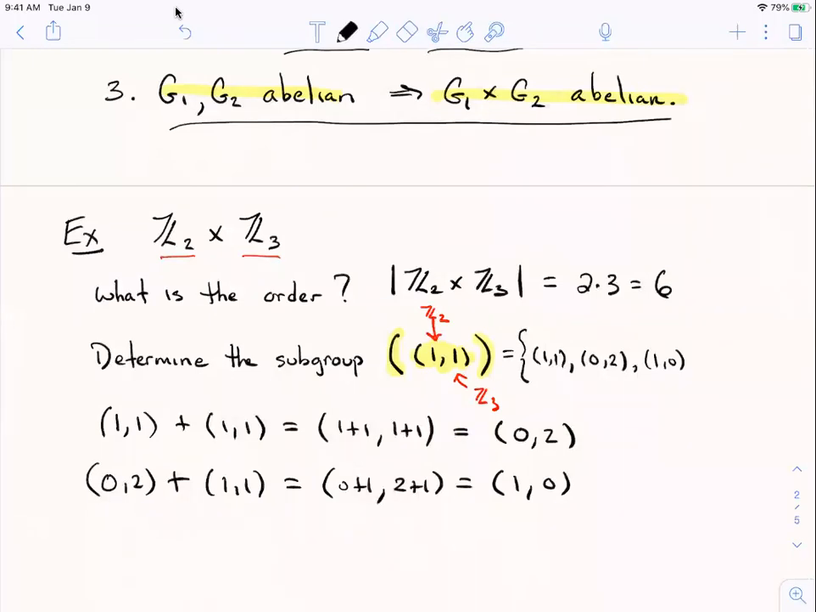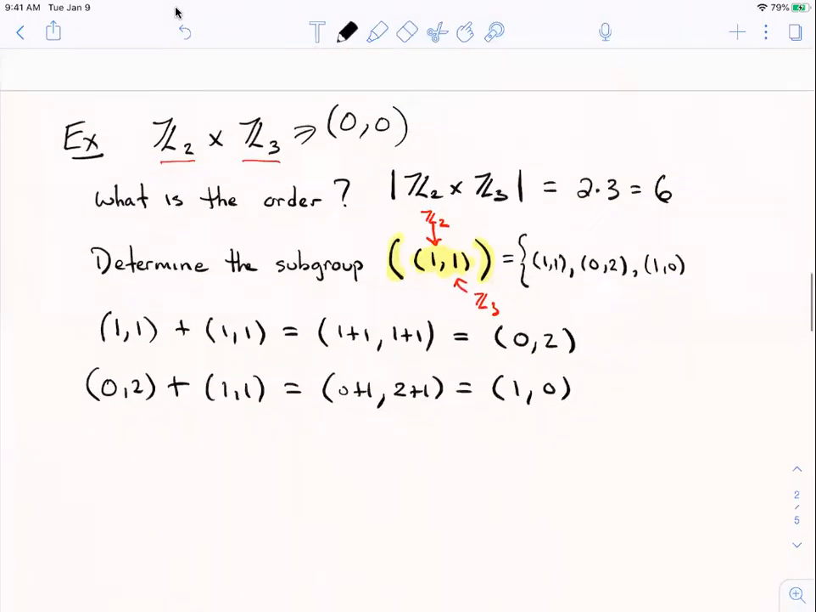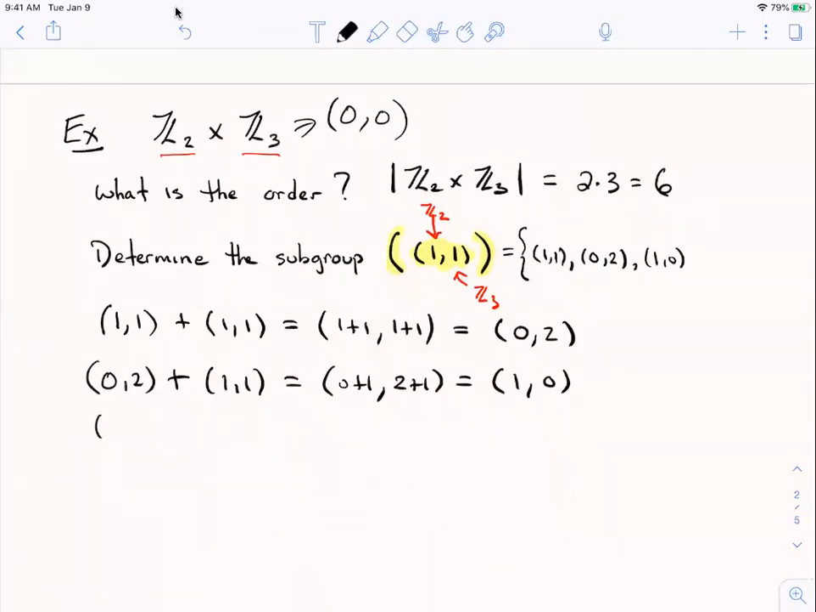What's the identity? Can you pause it before I say it? The identity in the group Z2 cross Z3 is identity, comma identity. So we're looking for 0, comma 0. All right. Let's keep going here. We got 1, 0 as our last output. I'm adding 1, 1 again. What are we going to get? 1 plus 1 gives 0, and 0 plus 1 in the second coordinate. That's 0, comma 1. 0, comma 1 goes in there.